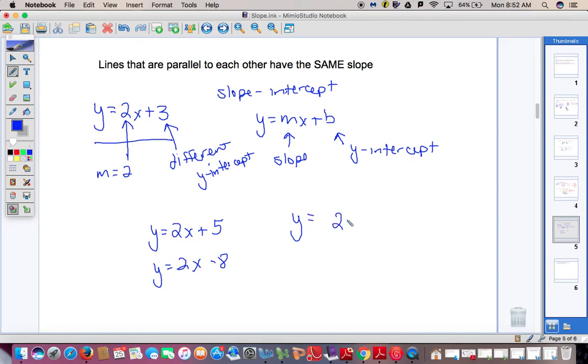y equals 2x plus 15, these two lines would be parallel to each other. And all of these would be parallel to each other. They're all parallel because they have the exact same slope. Okay, so lines that are parallel have the same slope.